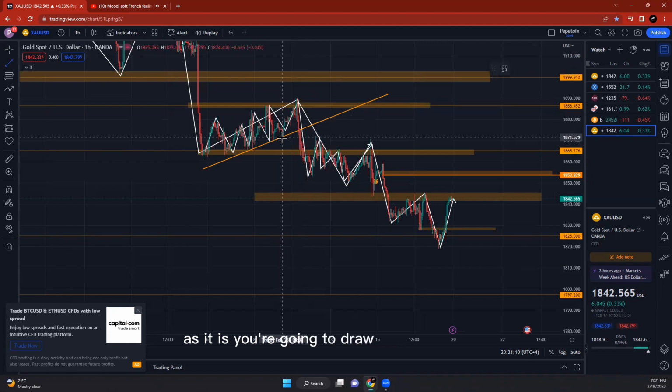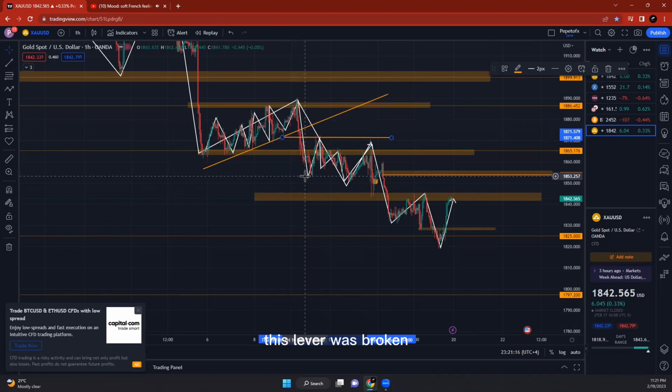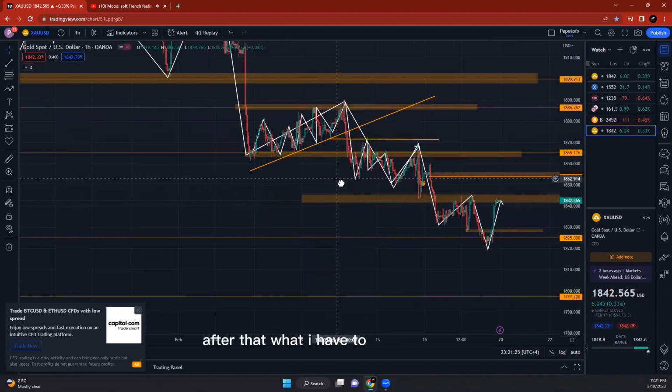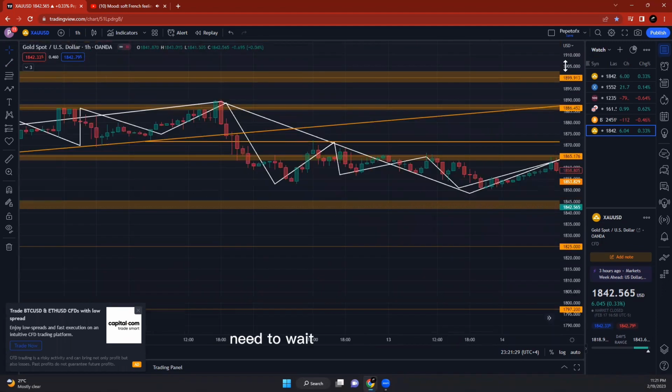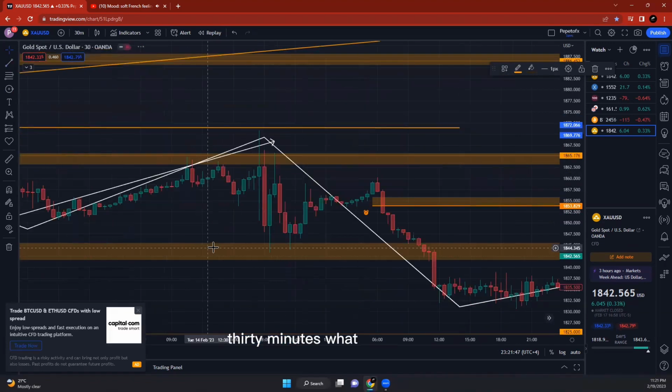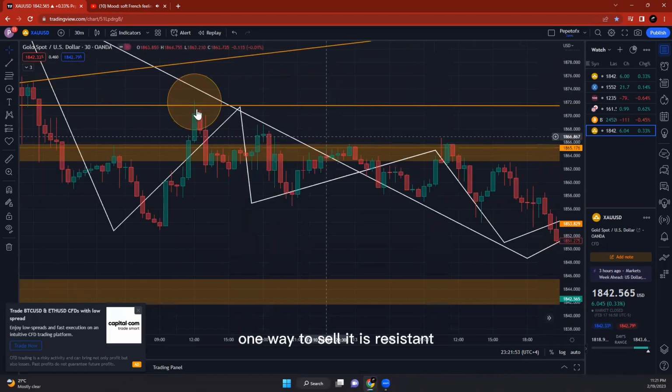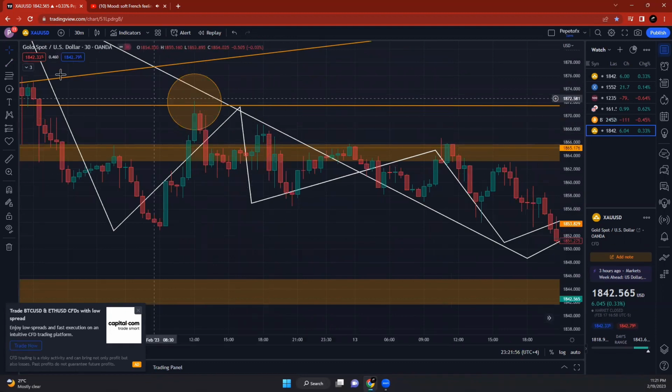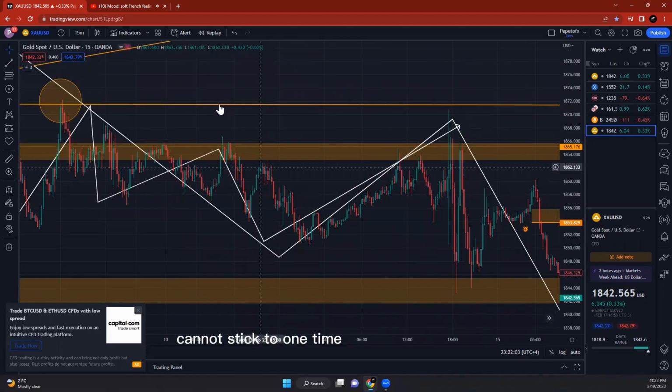Simple as it is, you draw one straight line. This level was broken. Now where will the retest be? The recent low here. Breakout, retest. After that, what do I have to wait for? To sell, I need to wait for price action. Touch, sell. This is 1 hour, but you need more confirmation. You need to be early in the game. Simple as it is, highlight this level. On 30 minutes, what do you have? One way to sell is resistance 1, resistance 2. You sell here. Another way: you cannot stick to one time frame for your entries.